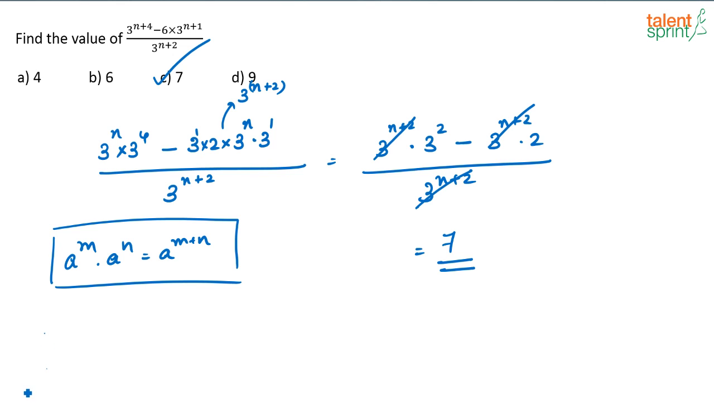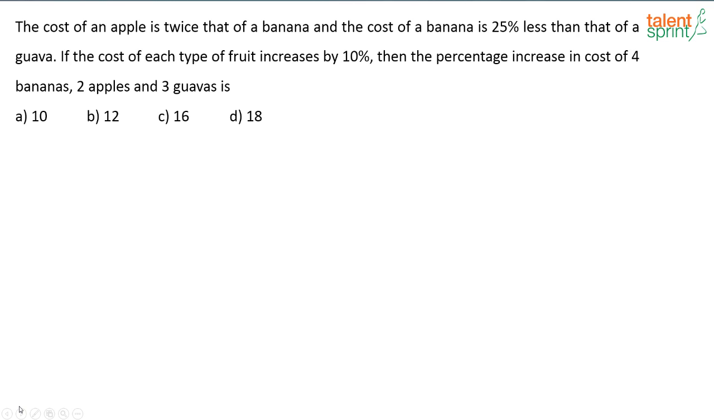Let's move on to the next question. So this is the next question for the session, the last question I guess for the session. Try it out. The cost of an apple is twice that of a banana, and the cost of the banana is 25% less than that of the guava. If the cost of each type of fruit increases by 10%, then the percentage increase in cost of 4 bananas, 2 apples and 3 guavas is dash.